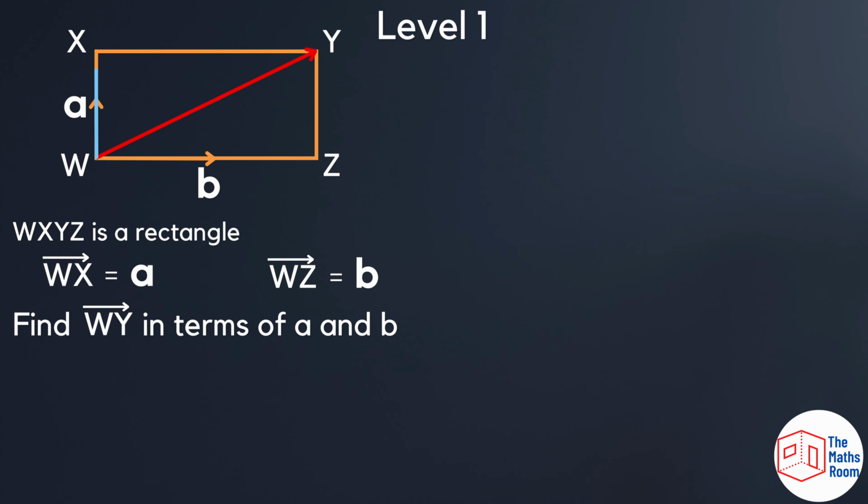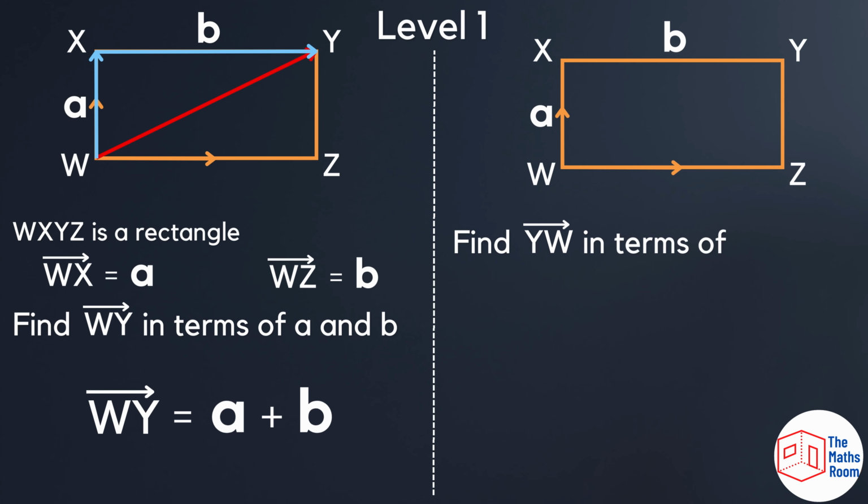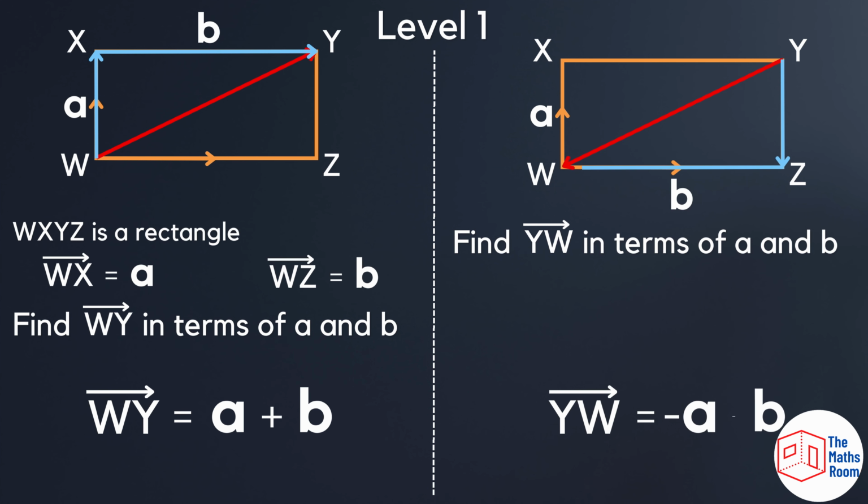We're going to go from W to X. So that's just plus A. And then X to Y isn't given, but because it's parallel and equal, I can apply that B to it and then use it. So W to Y is A plus B. What they could also do is reverse that direction. So we need to now find Y to W in terms of A and B. Because I'm going against the traffic in both of my two vectors, it's simply going to be negative A minus B.